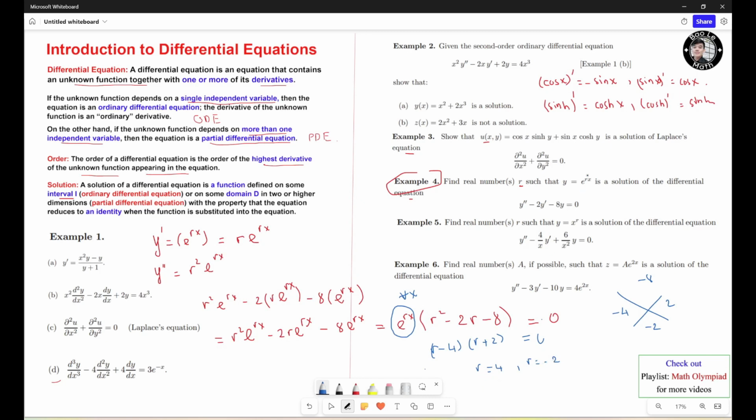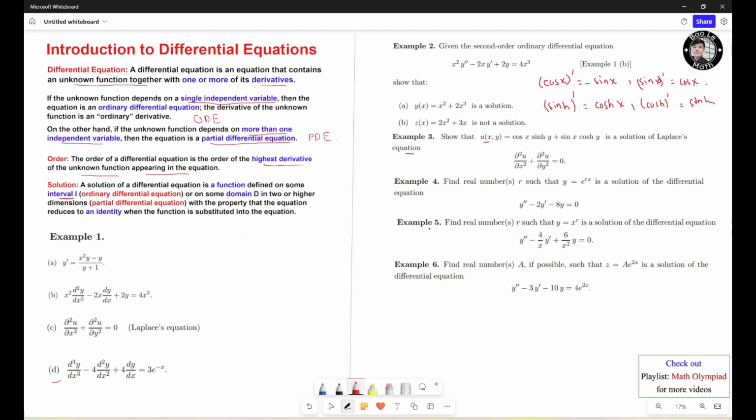So when r equals 4, we substitute back to this equation right here. We have the first solution, y equals e to the 4s, and then r equals negative 2, substitute over here. So y equals e to the negative 2s.